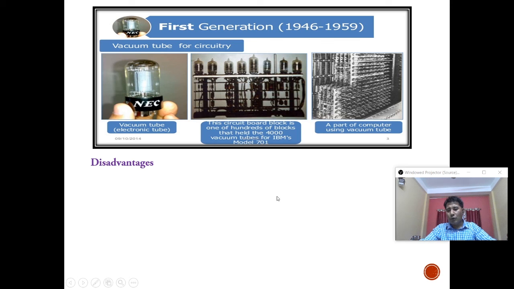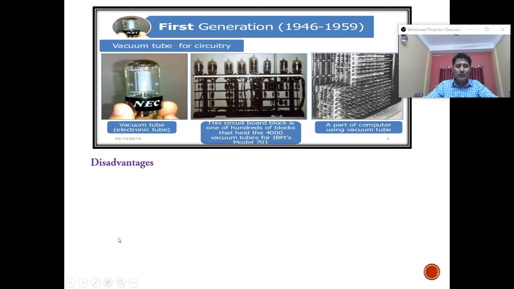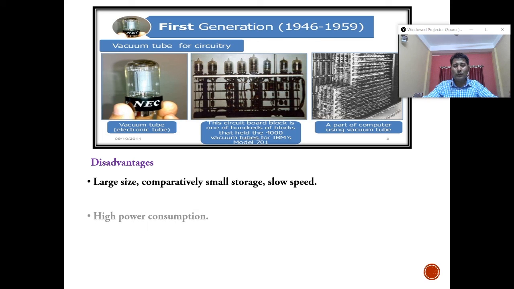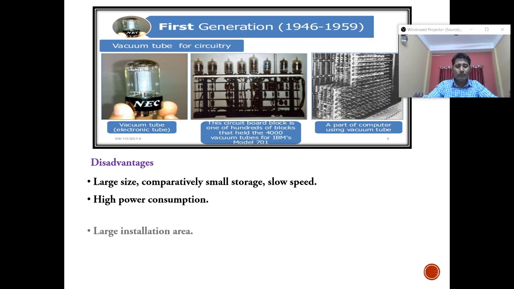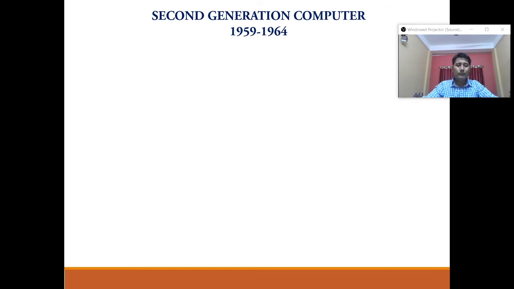So it has some drawbacks, or what we can call disadvantages. What are the disadvantages of the first generation computer? You can see the size factor. It is very large in size, and comparatively it has small storage capacity and slow speed. It has high power consumption. As I have already said, it needs a large installation area, and the thousands of vacuum tubes used in the computer emitted a lot of heat, and the tubes used to burn out frequently, so the replacement of the tubes was very costly. Now let us move forward.